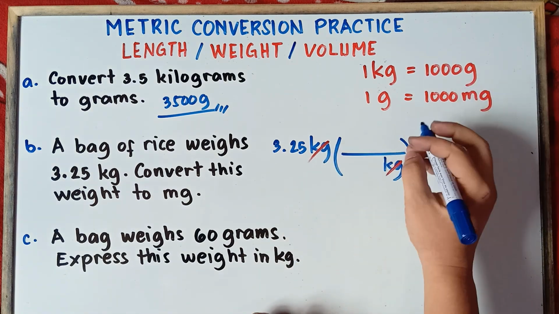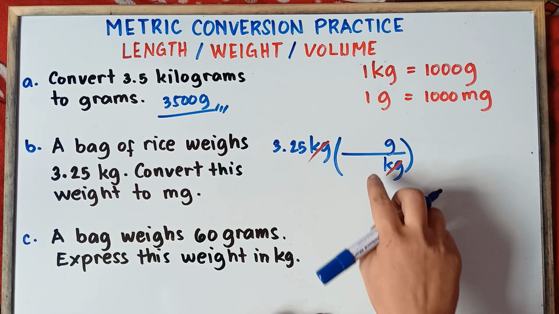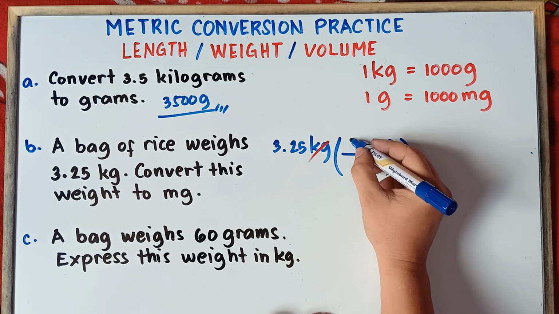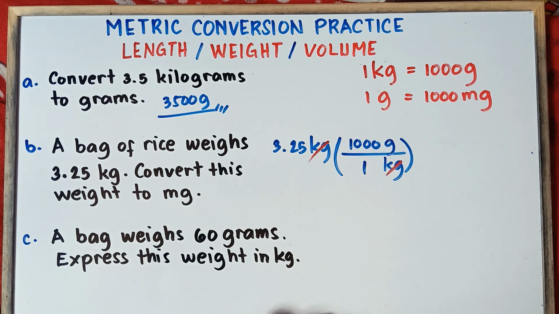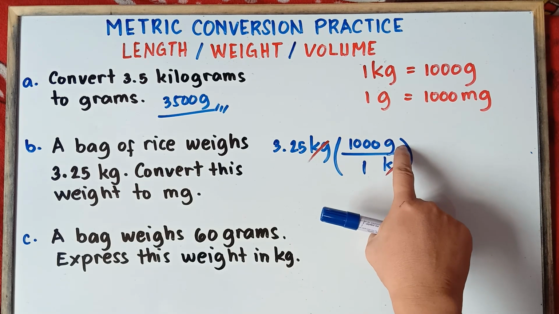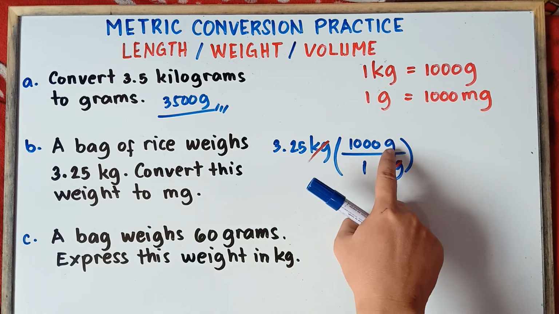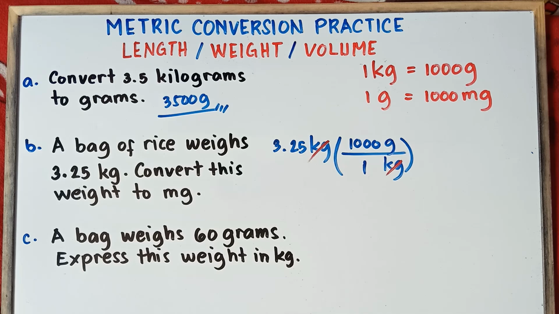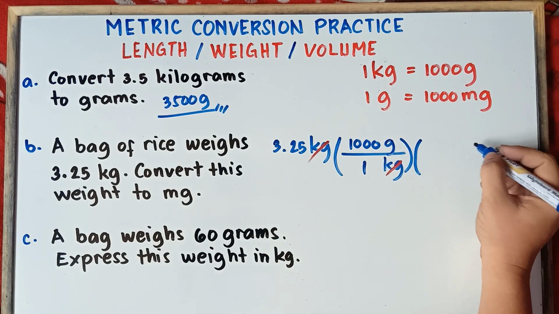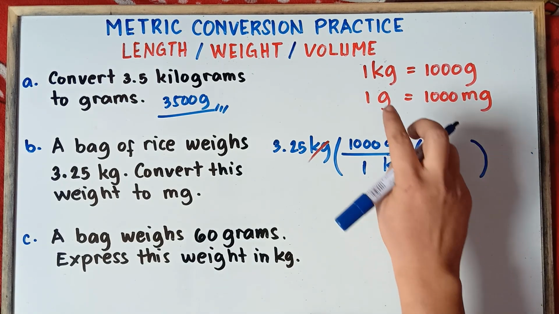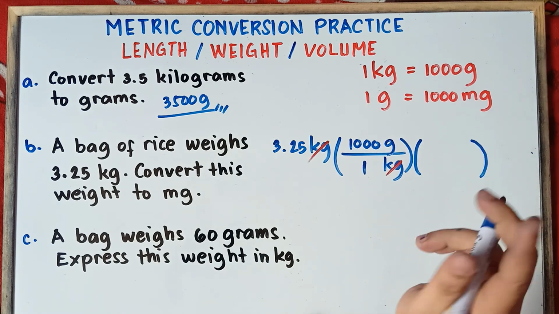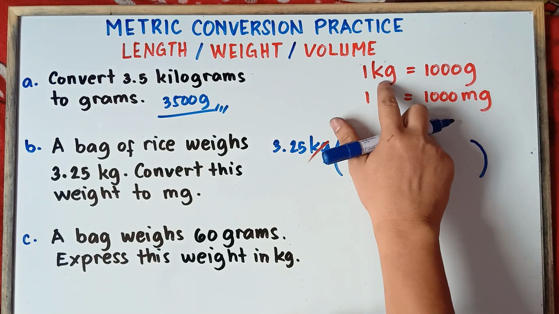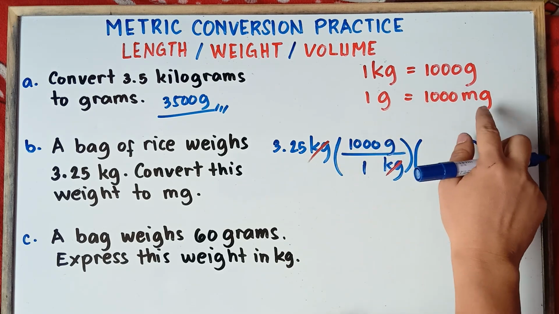So kilograms to grams. 1 kilogram is equivalent to 1,000 grams. And then we convert grams into milligrams. So we need to put another parenthesis, class. Once again, class, we cannot convert kilograms to milligrams directly because we don't have the direct conversion kilograms to milligrams. Therefore, we convert kilograms to grams and then grams to milligrams.